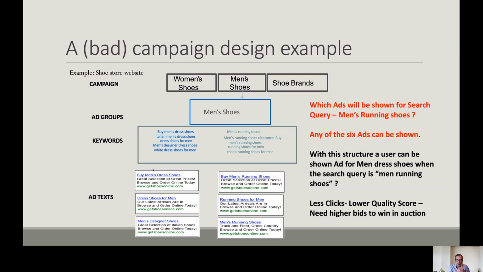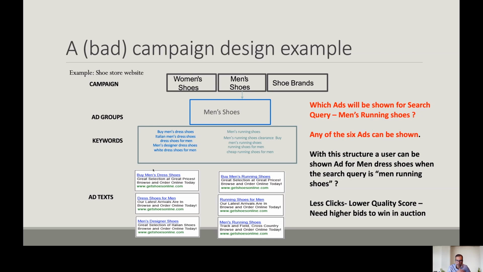Now, imagine the situation then that when the men's running shoes keyword is matched with the search query, the first ad on the second column is shown. So now the men's running shoes ad is shown when the match is with the keyword men's running shoes. That's great, right? It's a very relevant ad. But if the first ad on the left column is shown, then that ad is buy men's dress shoes with that particular headline. Of course, this ad is not such a great match with that particular keyword.